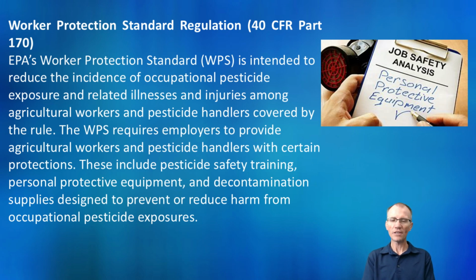EPA's Worker Protection Standard, WPS, is intended to reduce the incidence of occupational pesticide exposure and related illnesses and injuries among agricultural workers and pesticide handlers covered by the rule. The WPS requires employers to provide agricultural workers and pesticide handlers with certain protections. These include pesticide safety training, personal protective equipment, and decontamination supplies designed to prevent or reduce harm from occupational pesticide exposures.